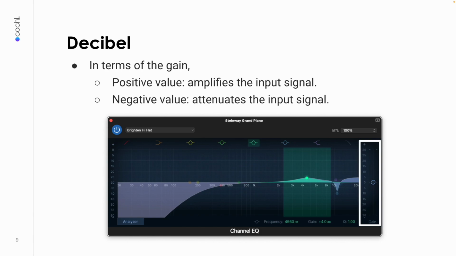If the dB value is negative, it means that the signal is attenuated relative to the input signal, and conversely, if the dB value is positive, it means that the signal is amplified relative to the input signal. In this example, the green 4 kHz range is amplified by 4 decibels, and the frequency range below approximately 500 Hz is attenuated.